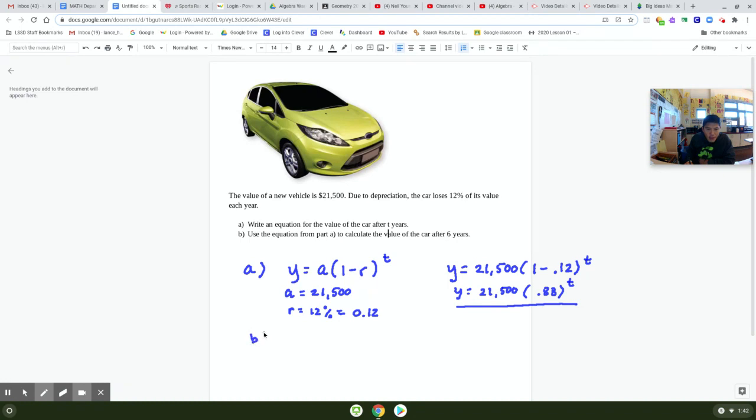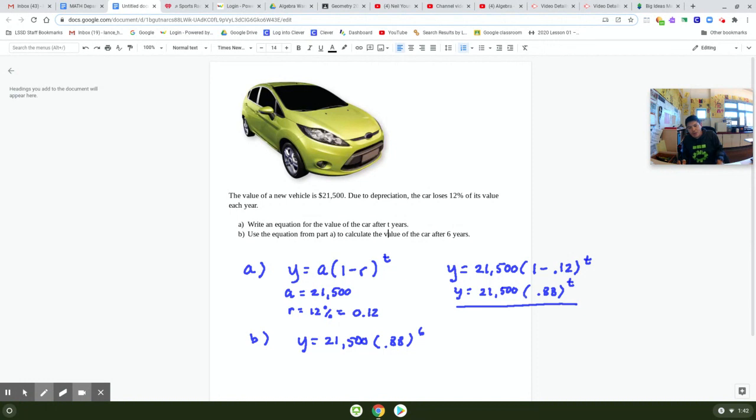And then part B, I want to use this equation, again, that I just underlined, to figure out the value of the car after 6 years. So now I'm going to plug in 6 for T. And my equation looks like this. Y is equal to 21,500 times 0.88, now to the 6 power. I could really use this equation to figure out the value of the car after any number of years, after 12 years, after 8 years, something like that, even after something like 5.5 years.